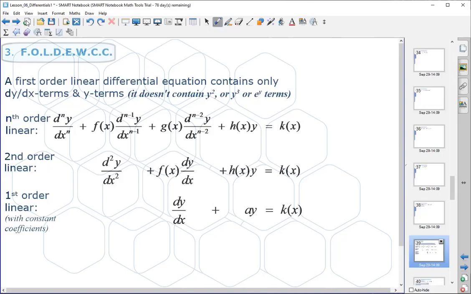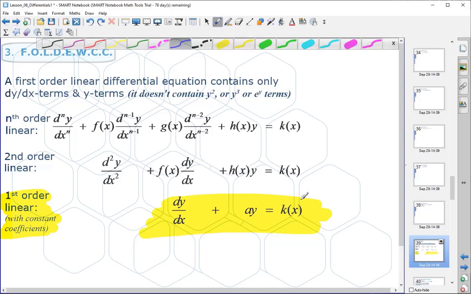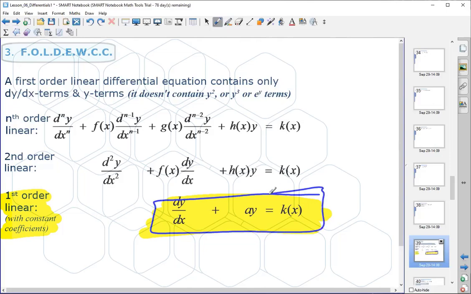FOLDY WCC. FOLDY WCC is an acronym for first order linear differential equation with constant coefficients, which is these. So you're not allowed to have an equation with x's in it there, but you can have an equation with x's in it here. So these are really quite simple things. I've restricted things so much to try and produce a really simple equation.